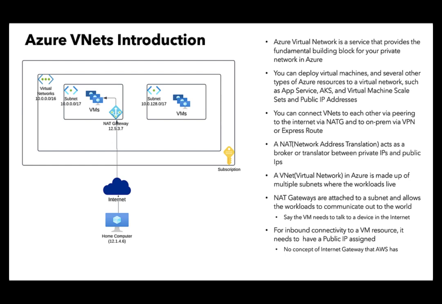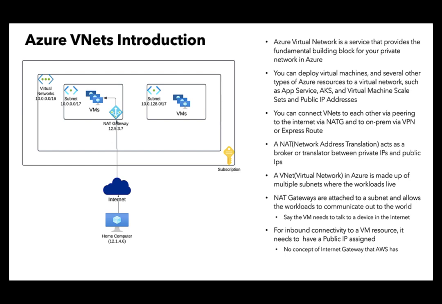So if I'm looking at a virtual network in Azure, I see the 12.5.3.7 and not the IP address of my VM inside my VNet. Like 10.0.0.1. Let's say I have a virtual machine with that address. I don't see that from my home computer. All I see is the NAT gateway's public IP address.